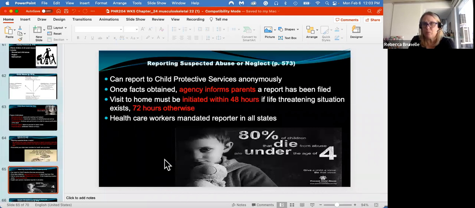So once a report has been made to Child Protective Services, they're required to investigate. Once the report's been made, the CPS will inform the parents, and they do a home visit within 48 hours if there's something serious that they're really concerned about. If not, it'll be within 72.